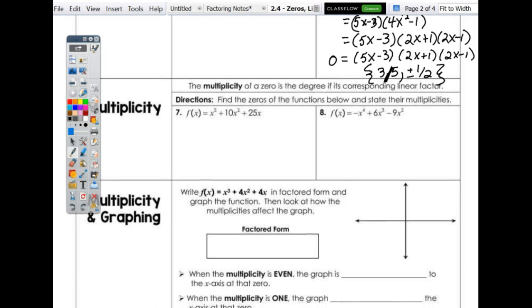So look at number 8. First of all, I can't factor with the negative in front. So I'm going to have to factor out a negative out of here. And what do they all have in common? X squared. So I'm going to take out a negative x squared. And when I do that, I end up with x squared minus 6x plus 9.